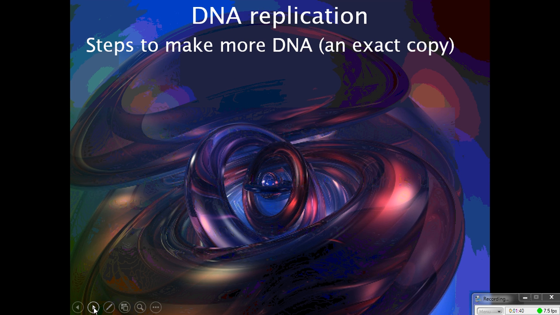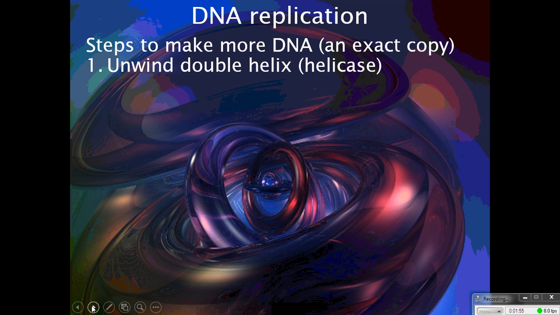DNA replication is the steps in order to make more DNA. We're making an exact copy of the DNA that already exists so that when a cell divides, each cell has its own set of DNA. Here are the steps in order to do that. First, you unwind the double helix. This is performed by the enzyme helicase.